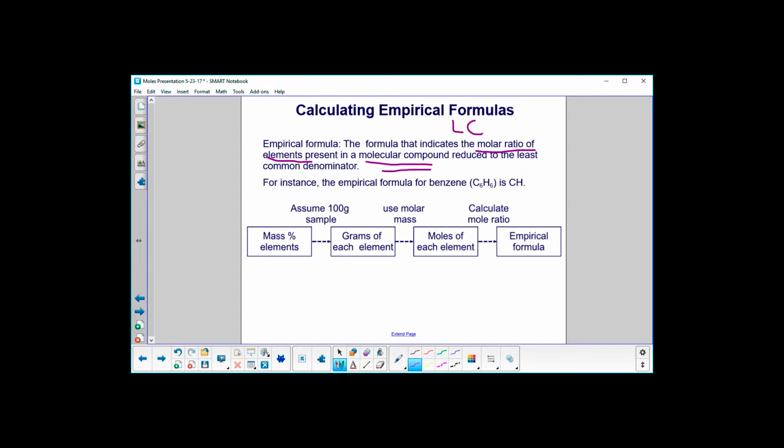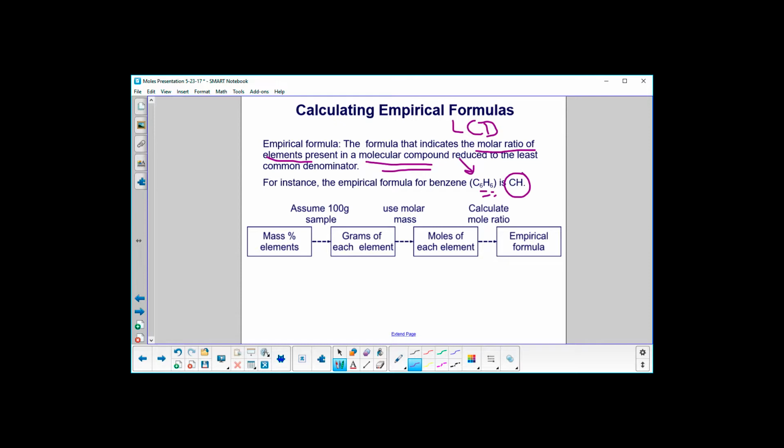Least common denominator. Not sure if that's algebra or what, but we'll be using it here. So for example, if we have benzene, which is C6H6, we divide both 6's by 6 to find the least common denominator here. So we just put CH.